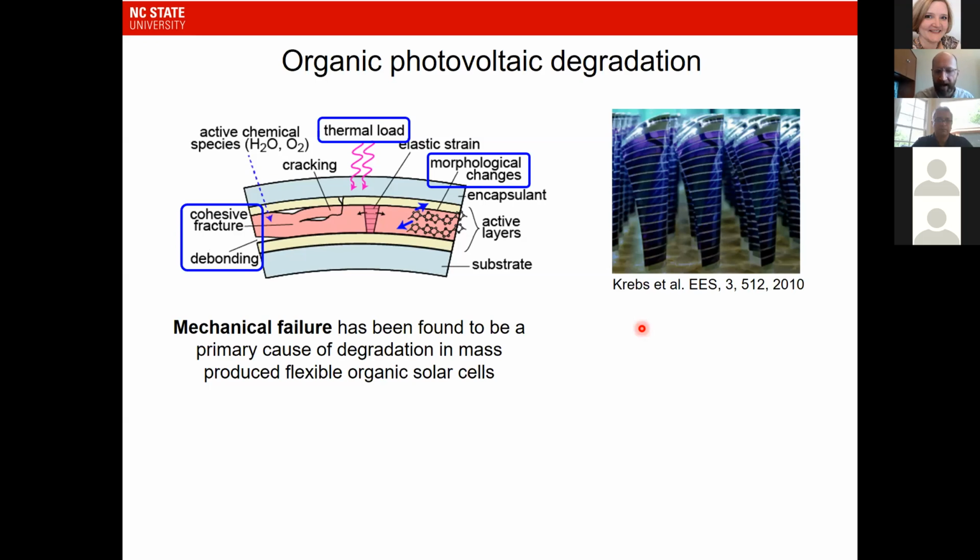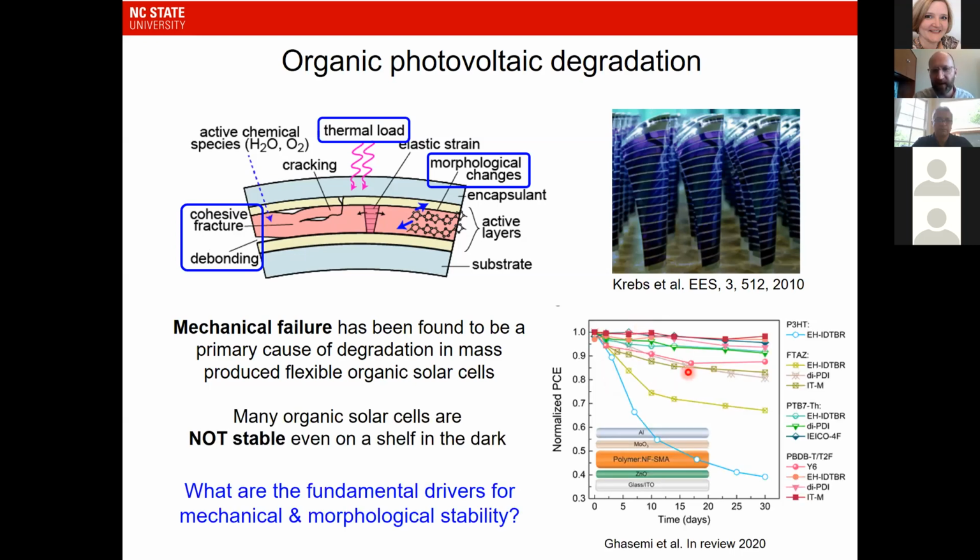And beyond that, even if you just had some of these solar cells sitting on a shelf in the dark, not flexing, they can still degrade. So here's an example of organic solar cells fabricated on glass, put in a dark room in inert atmosphere, and you'll still see performance degradation for some of them. Some of them are quite stable, but some degrade. And we argue that this degradation is sort of a morphological change. So the morphology is not stable. And the question is, is the morphological stability connected to the mechanical stability, and can we improve both simultaneously?